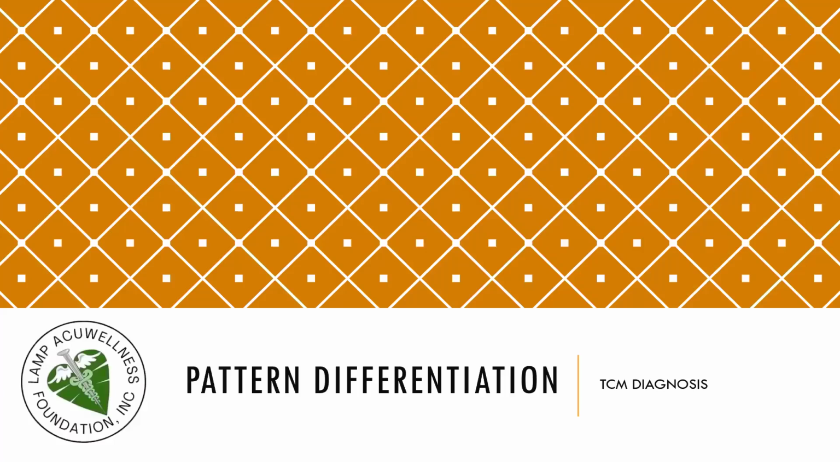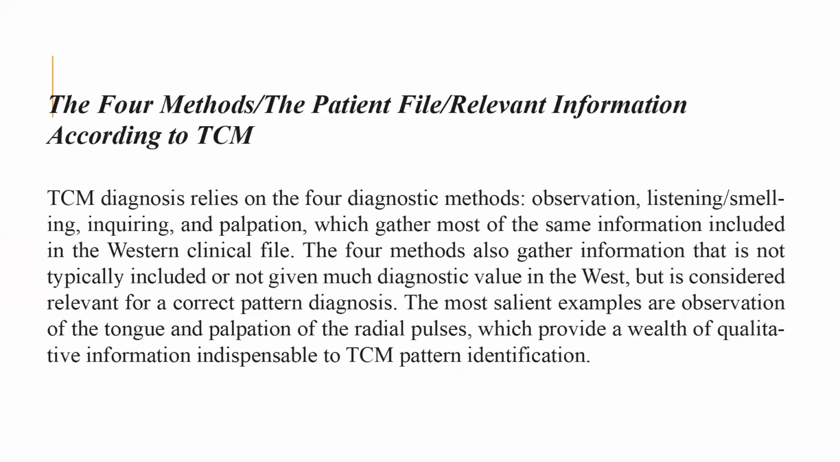Let's discuss pattern differentiation, TCM diagnosis. The four methods: the patient file's relevant information according to TCM. TCM diagnosis relies on four diagnostic methods: observation, listening and smelling, inquiring, and palpation, which gather most of the same information included in the Western clinical file. The four methods also gather information that is not typically included or not given much diagnostic value in the West, but is considered relevant for a correct pattern diagnosis. The most salient examples are observation of the tongue and palpation of the radial pulses, which provide a wealth of qualitative information indispensable to TCM pattern identification.